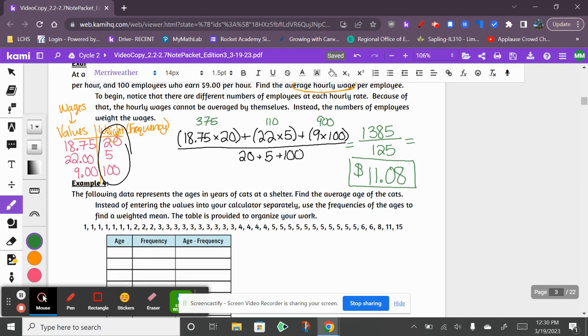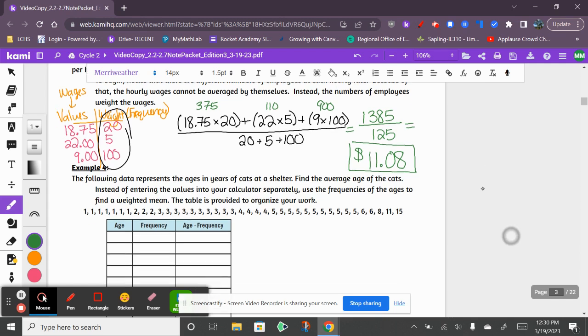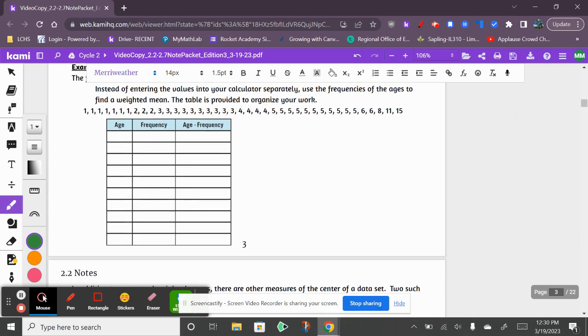For example 4, it says the following data represent the ages in years of cats at a shelter. We're going to find the average age of the cats. Instead of entering the values into your calculator separately, because if we were to add up all of these, we'd be adding up a lot of numbers, we're going to use the frequency of the ages to find a weighted mean. The table is going to help us organize our work.